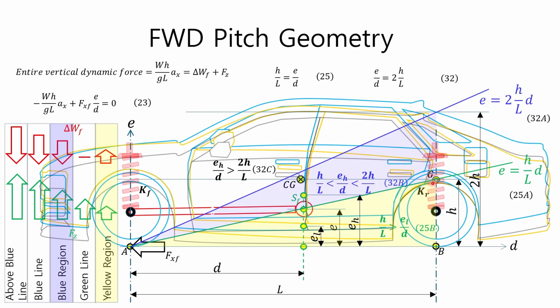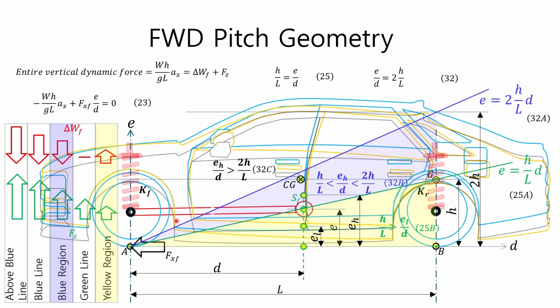If the virtual reaction point SF exists in the area between the blue and green lines, indicated by the blue shading, the spring force delta WF acts as a compressive force on the spring, and the force Fz of the suspension links acts upward. Compared to the steady state, the ride height decreases at the front and also at the rear, but the decrease in ride height is greater at the rear than at the front.